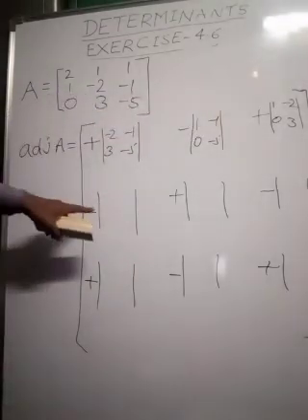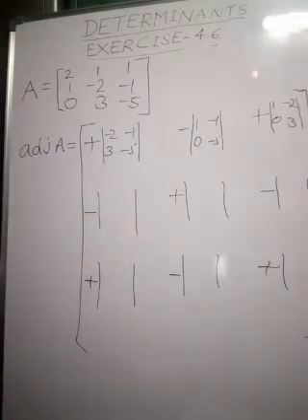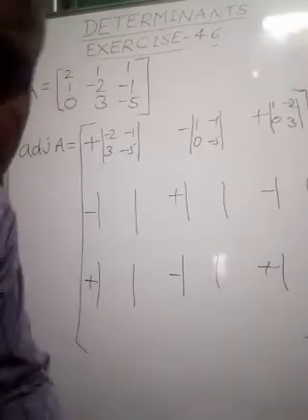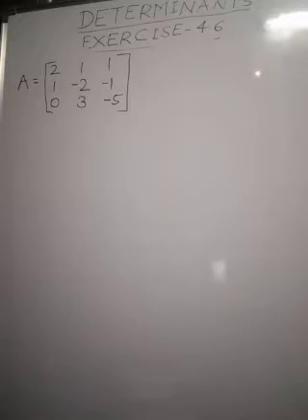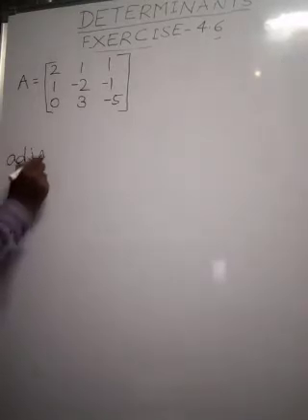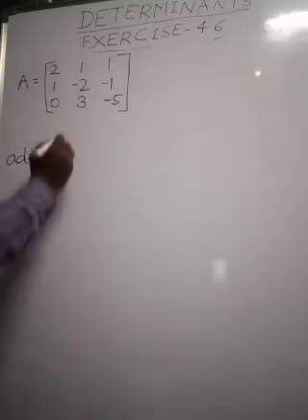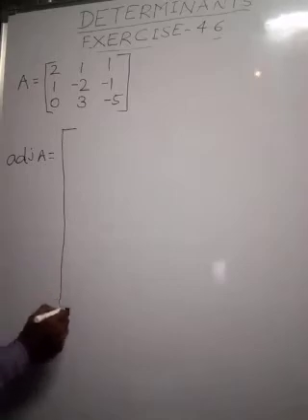Right. Similarly, we write the second row elements. How do you get the second row elements? Through the second row. So this is a matrix A. Now we are going to find its adjoint. Adjoint A. To find the adjoint A, follow this step. This is the easiest method.